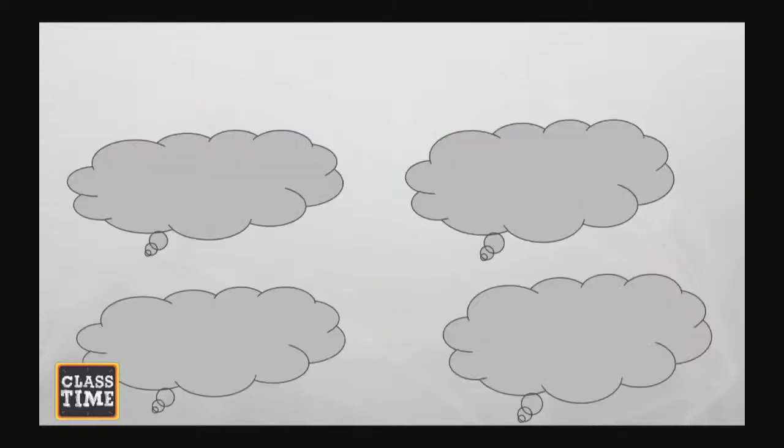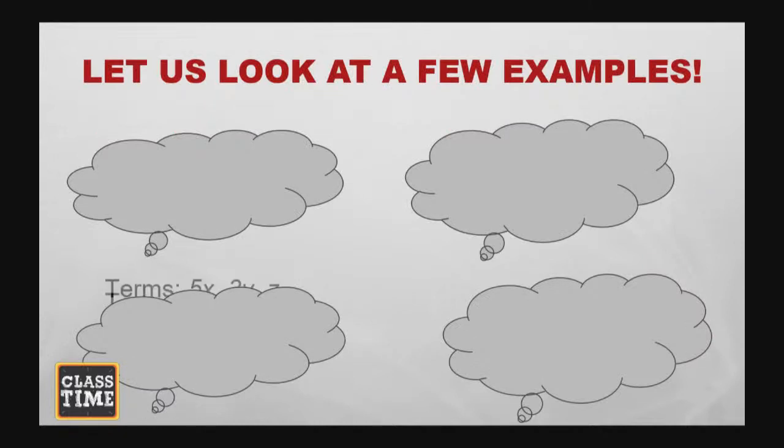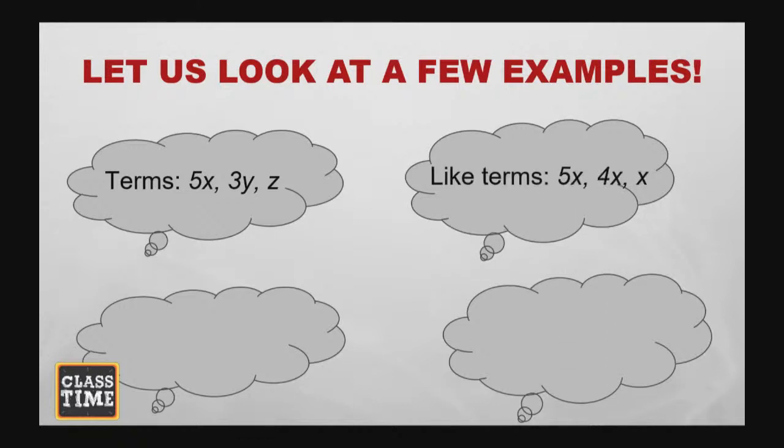Terms. We have 5x, 3x, 3y, and z. These are all separate terms. Then you have what we call like terms: 5x, 4x, x. Camille, what makes those like terms? Well, I think they're like terms because they're of the same family. They're of the x family. Okay, so when you look at the terms you listed first, 5x, 3y, and z, they're not the same family? No, they're not of the same family.